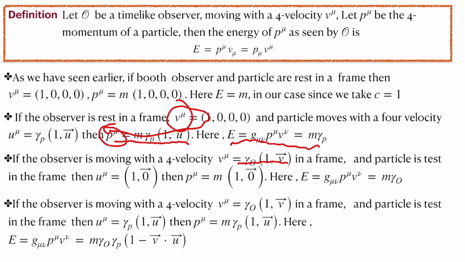Now let's consider the next case where both the observer and the particle are moving. The observer is moving with the four velocity which is given by gamma O and the spatial velocity v. The particle is moving with the four velocity u mu, which is gamma p, and u is the spatial velocity. Now the four momentum of the particle, as we have seen, is given by m into u mu. And now we take the dot product between the observer's velocity and the four momentum of the particle. What we get is a little bit complicated. You can see that the velocity addition rule comes in. We have seen that earlier in velocity addition, the gammas get multiplied and then you have 1 minus v dot u. So it depends on which direction they are moving in.